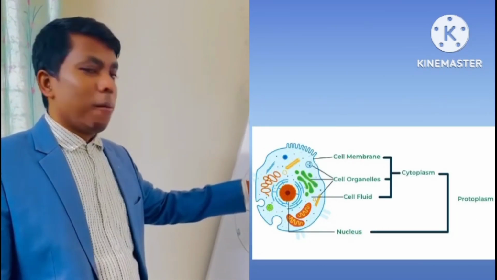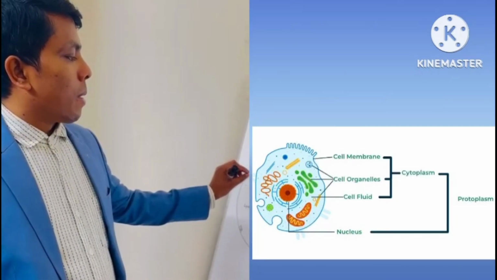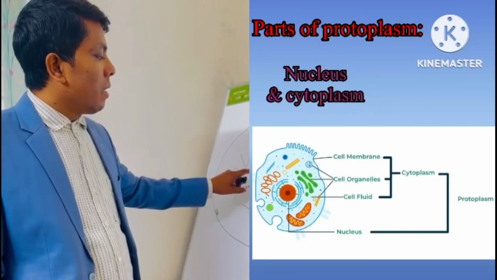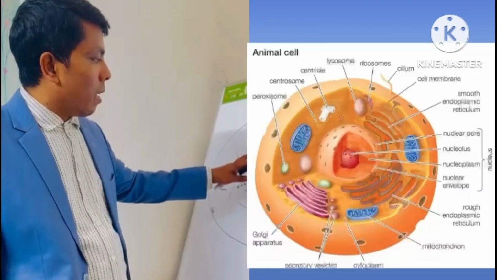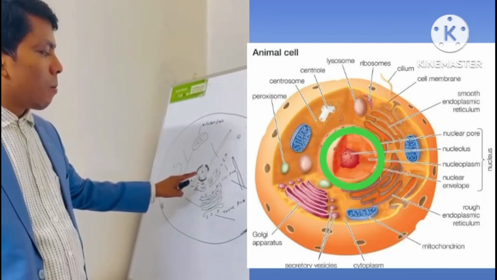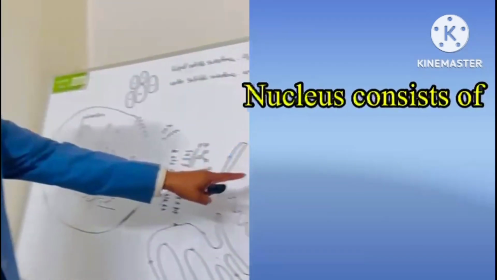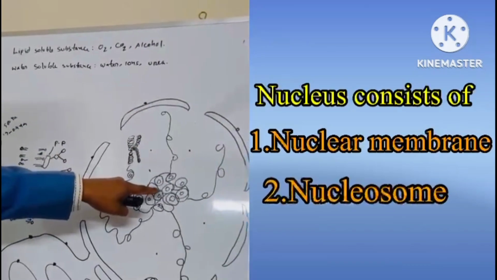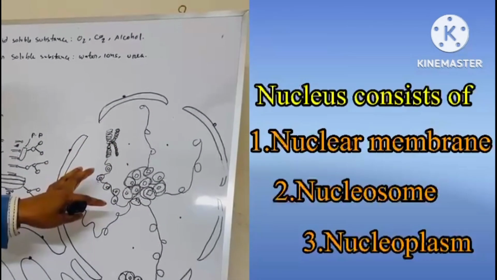Now we'll discuss protoplasm. Parts of protoplasm: nucleus and cytoplasm. Nucleus is the control center of the cell. Every matter that happens within the cell is controlled by the nucleus. Nucleus consists of nuclear membrane, nucleosome and nucleoplasm.